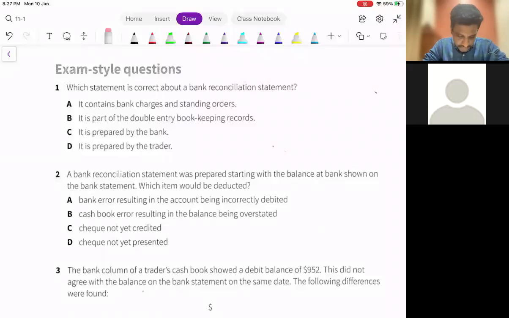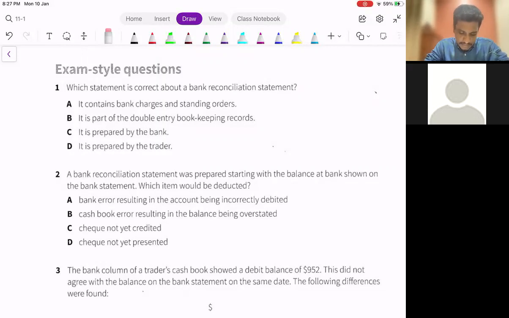Hi, this is chapter 14, bank reconciliations homework. We will discuss the homework answers. First one is the cost book page number 213. Cost book page number 213. We will discuss the answer.